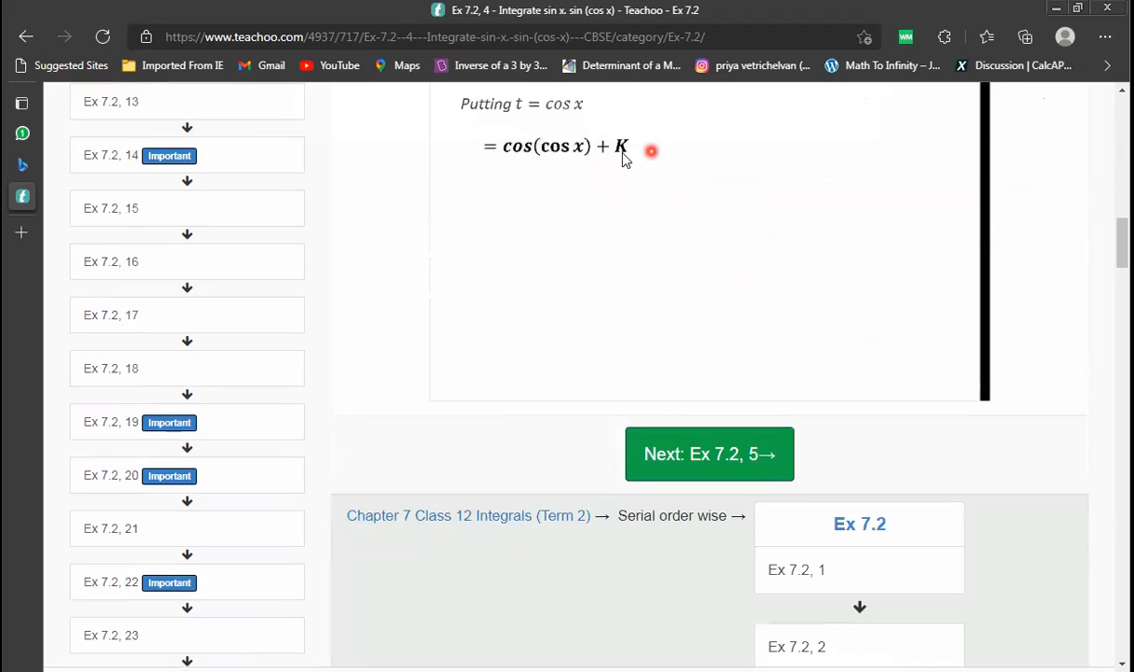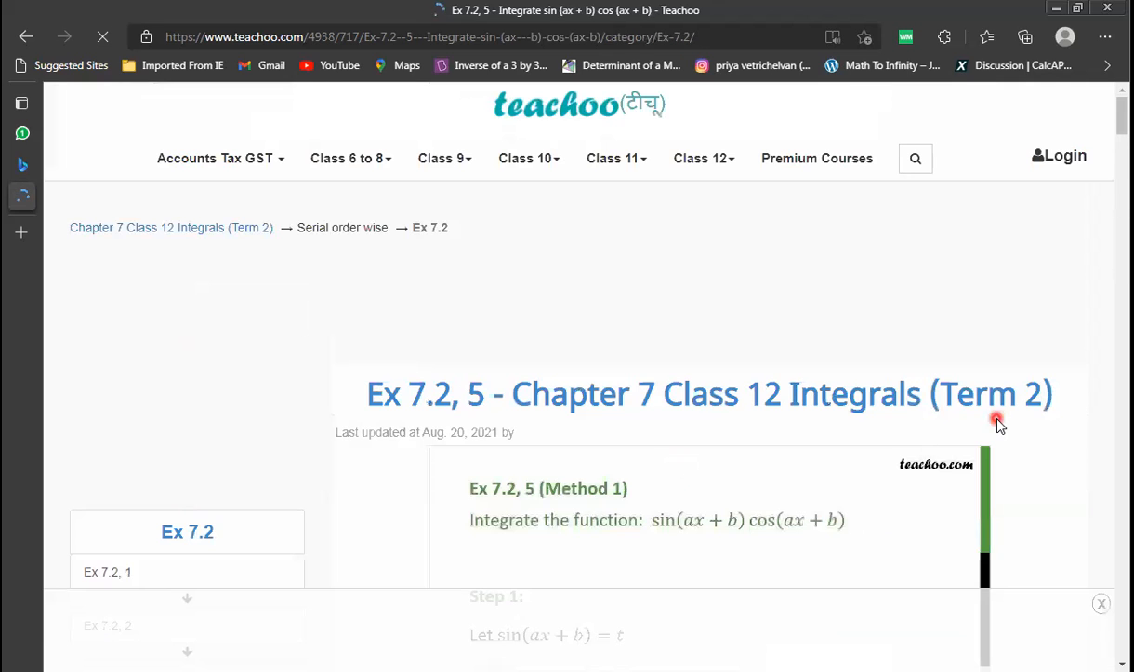You can use any variable for the integral constant. It is not compulsory to use k. You can use any alphabet.